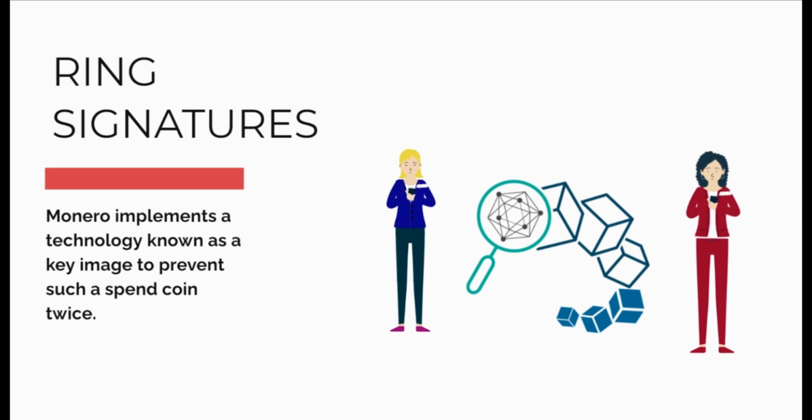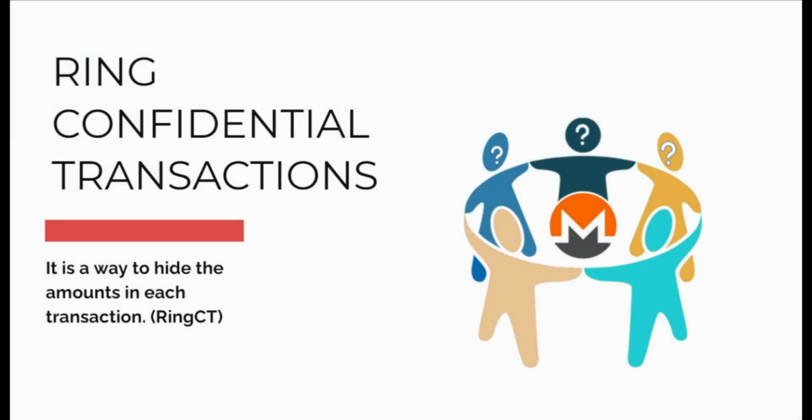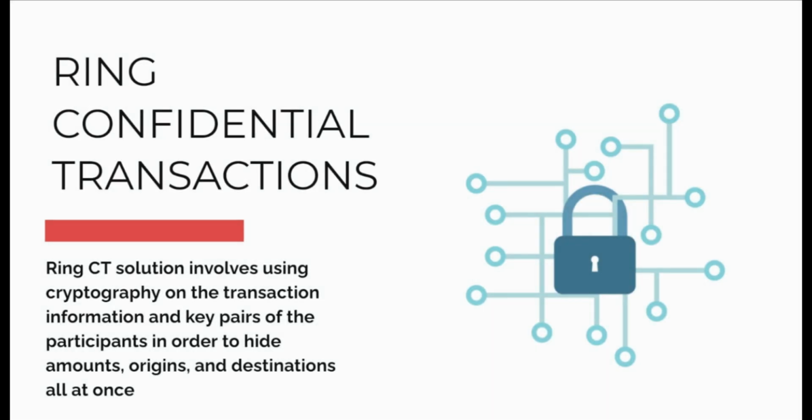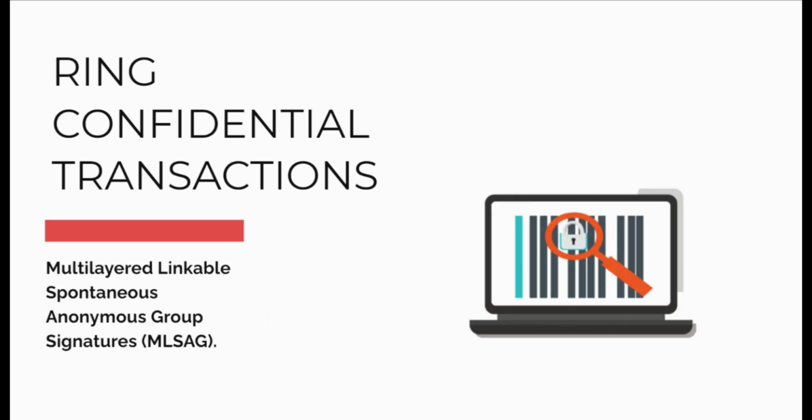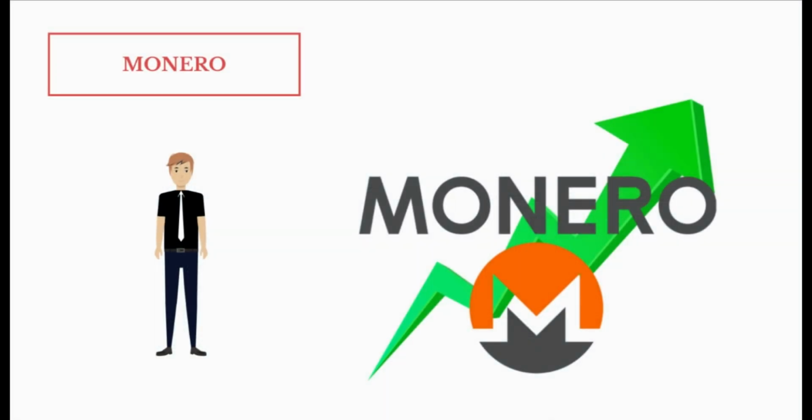Ring CT. Thirdly, ring confidential transactions are an extension of ring signatures for Monero. It is a way to hide the amounts in each transaction. Ring CT solution involves using cryptography on the transaction information and key pairs of the participants in order to hide amounts, origins, and destinations all at once. The cryptography behind this process is known as multi-layered linkable spontaneous anonymous group signatures, MLSAG. Ring CT went live on the Monero blockchain in January 2017, and it upgraded and replaced the original ring signature protocol.